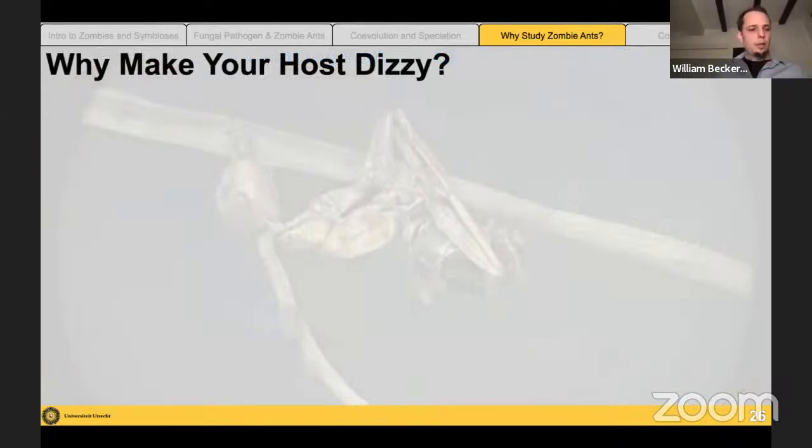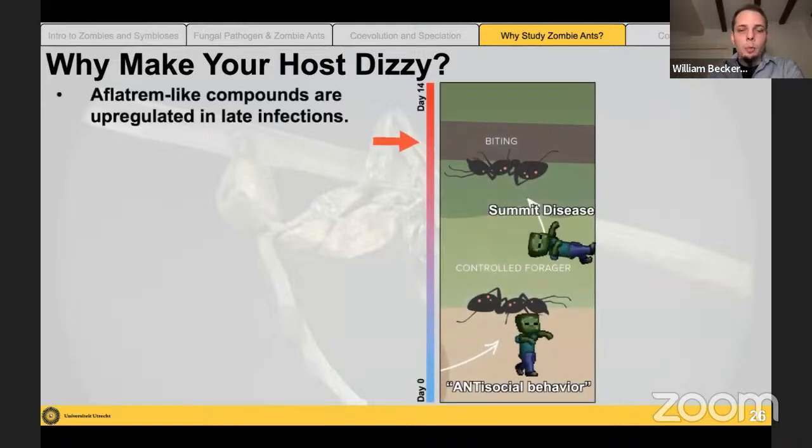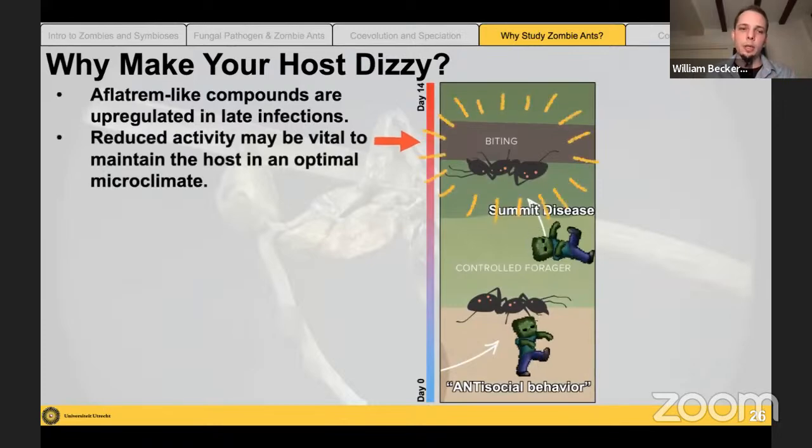So after we discovered that it looks like aflatrim compounds could be playing a role in behavioral manipulation, we asked ourselves, well, what's the biological advantage of that? Because if you remember, I mentioned behavioral manipulation is all about reproduction and all about spreading the pathogen easier. Well, one thing we noted is that this secondary metabolite cluster is highly upregulated during the end of infection. So it wouldn't be expressed during the previous behavioral manipulations, such as the antisocial behavior or the summit disease, but rather only towards the end when the death grip is occurring.